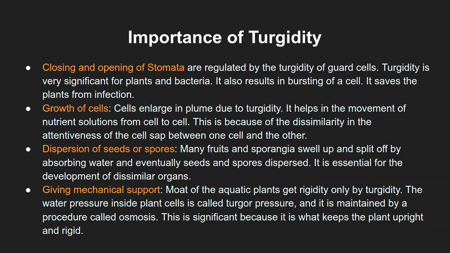Third point is the dispersion of the seeds or spores. Now, this is one of the very interesting phenomena again. Many of the fruits or sporangia swell up. You might have seen some feather-like round feathery structure which flies in the air sometimes, right? That is one of the seeds of one particular plant called datura. In Marathi it is called datura. In English it is Datura stramonium. That is the name of the plant.